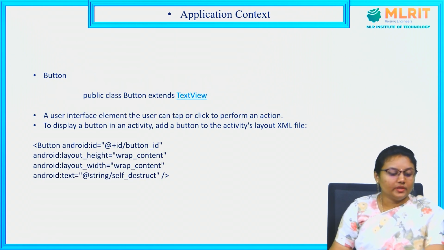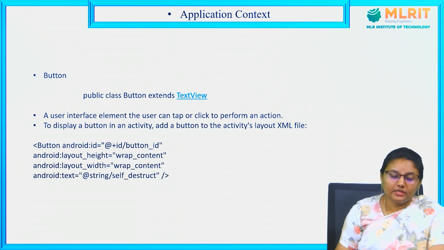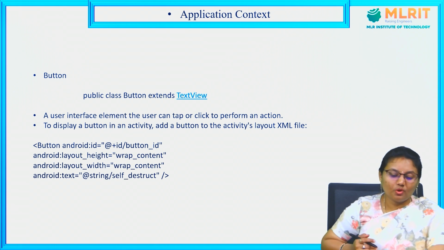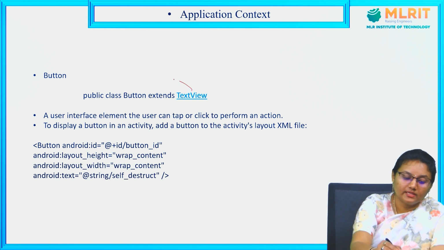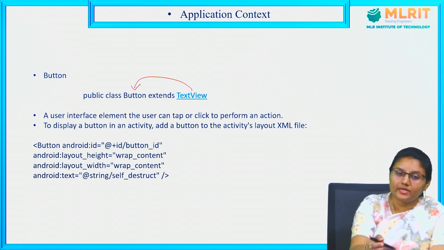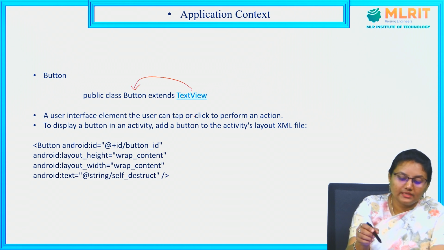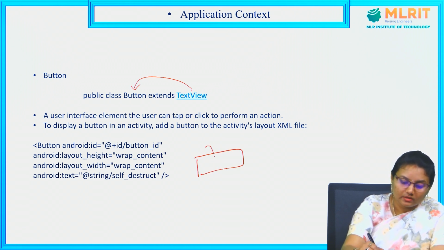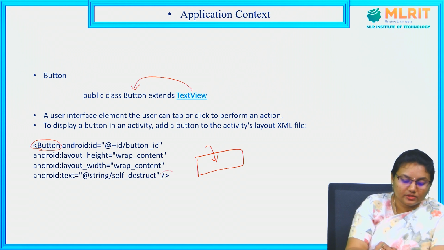So button. Why we are talking about the button here is, in an Android application, you first want to know what is the text view. From the text view, the classes that support the text view can be extended easily, and the user can tap or click to perform an action. So when you click a button, you will get an action. To display a button in the layout XML, you need a button component to be defined. And as we discussed in the last class, these are all the properties.